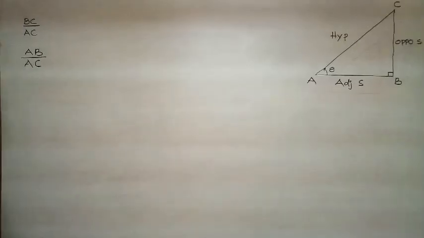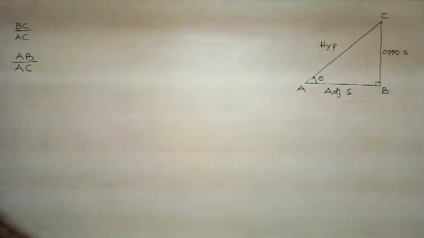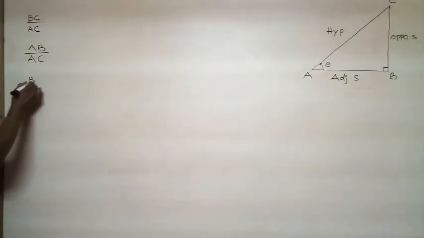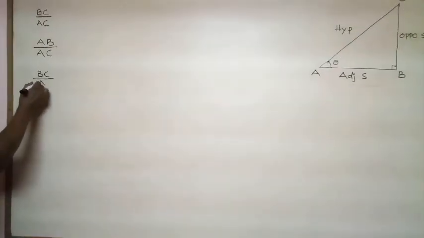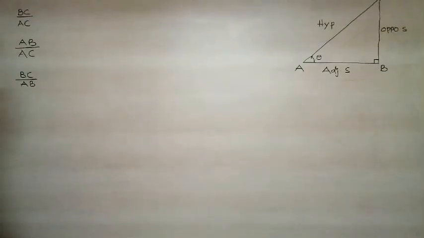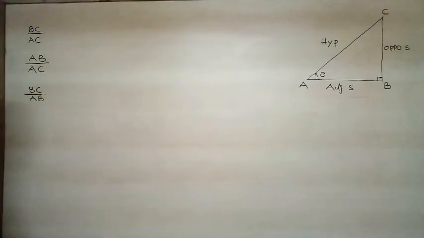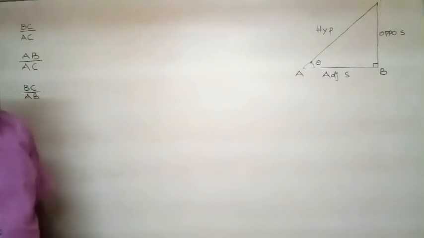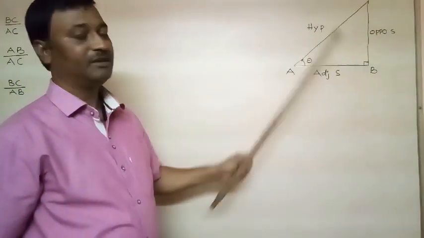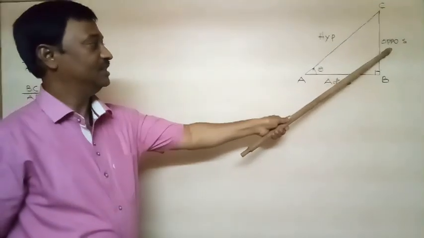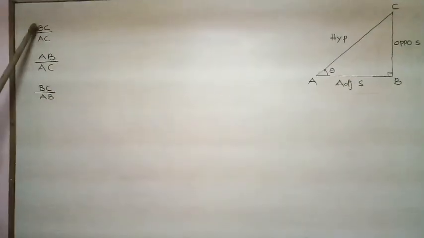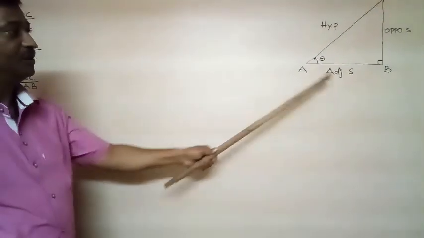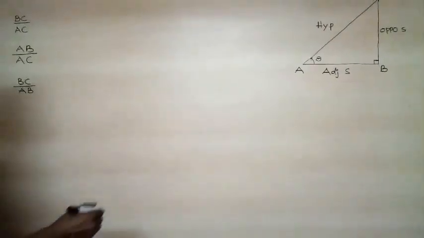We may write another different ratio, that is BC by AB also. Like this, three different ratios written. By using these three sides, can we write any other ratio? Here we have written three different ratios. We can write by using these three measurements like this also.